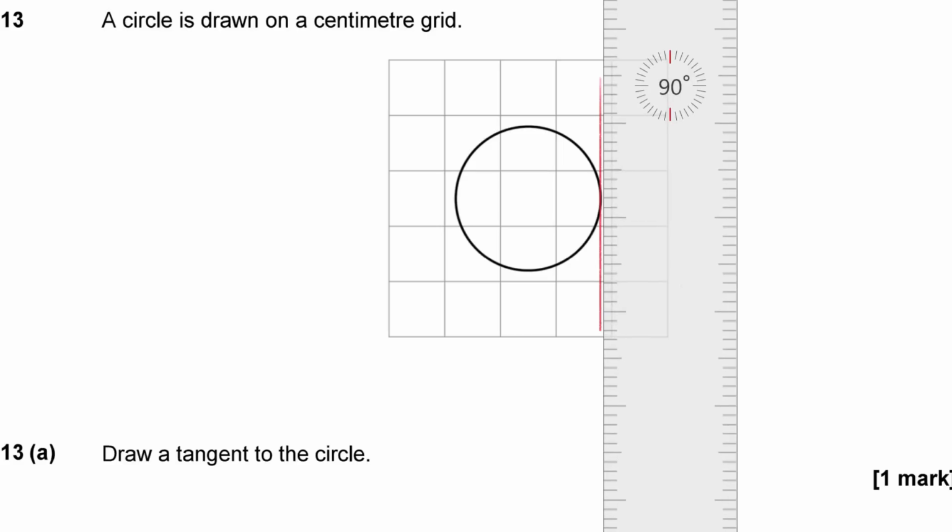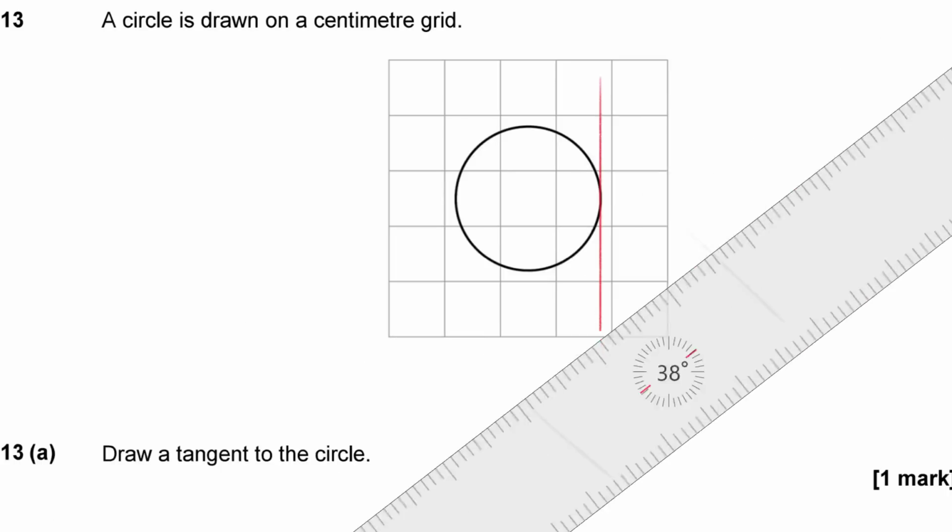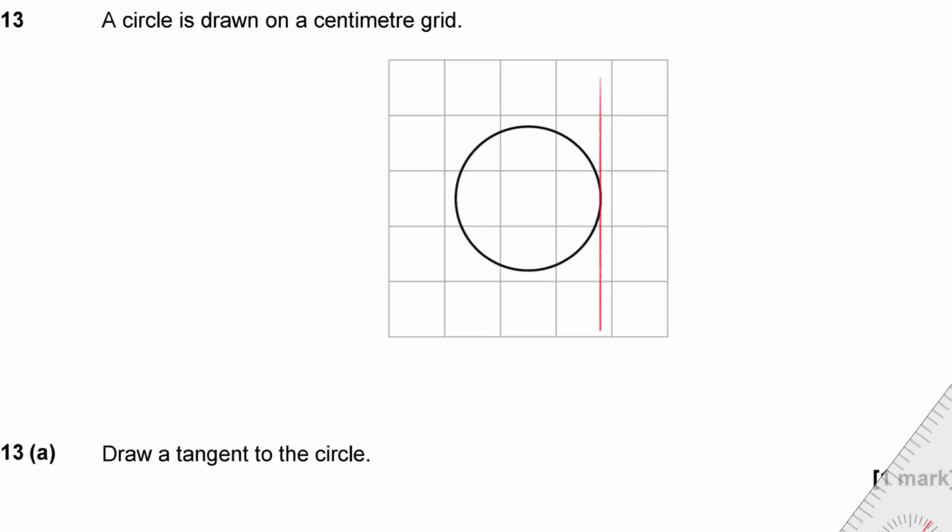Okay, it doesn't have to be straight up, it could be that line or that one over there. Any straight line that's just touching the circle like that is going to be the tangent.